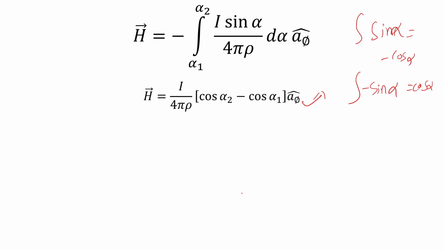So this is the value of the magnetic field intensity at a point, where alpha 1 and alpha 2 are the angles the vector joining the endpoints is making with the current carrying conductor. Because these are cos alphas, it does not matter whether I measure the alphas clockwise or counterclockwise.